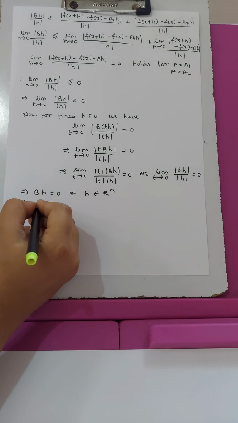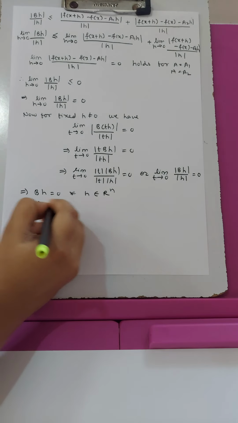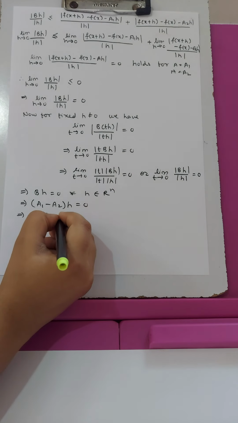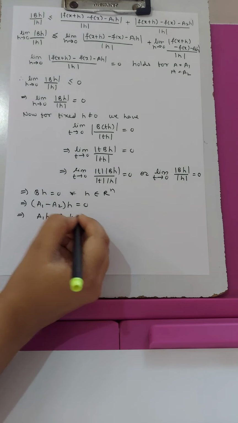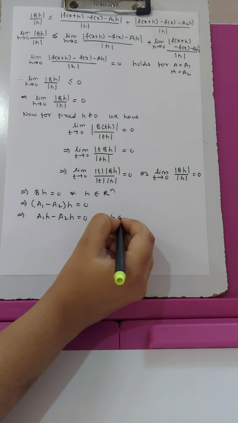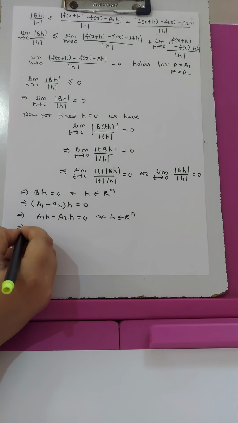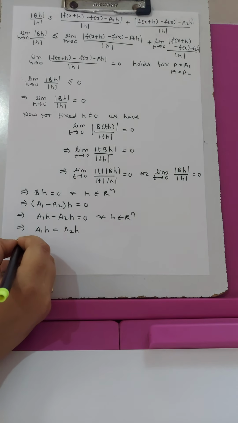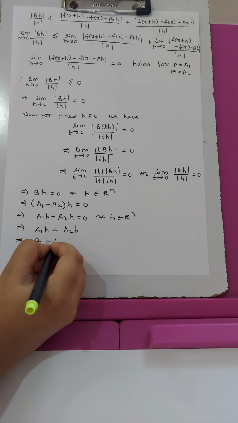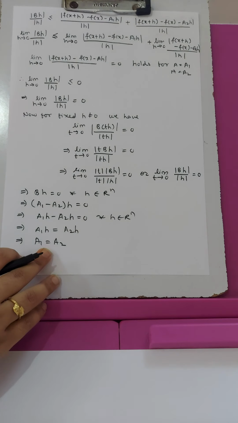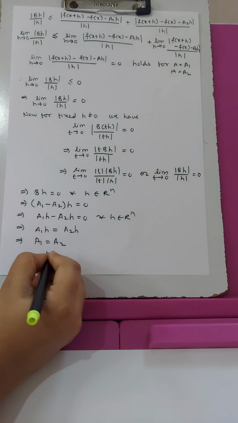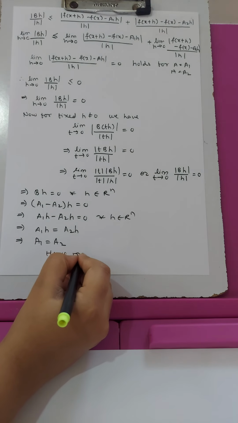So we know that we have denoted this b as a1 minus a2, so (a1 minus a2) h equals to 0. This implies that a1h minus a2h equals to 0 for h belongs to Rn. Again this implies a1h is equals to a2h, and therefore finally a1 is equals to a2. Hence the theorem implies that the differential is unique if it exists, and hence here the theorem is proved.